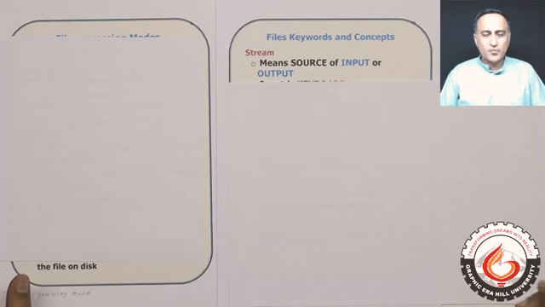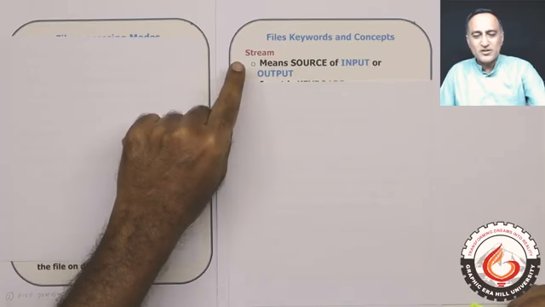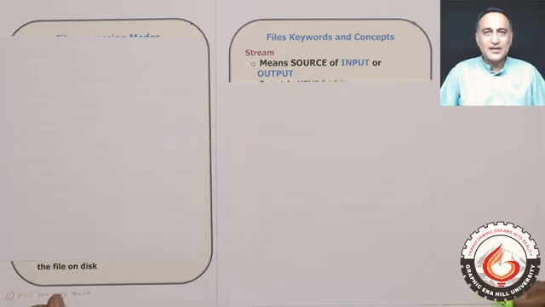Before I can show you how you can write programs using files in C, it is important to understand a few concepts and common keywords which come into picture when you're working on files. The first word you'll quite frequently see when you're looking at any prototypes of file functions like fopen, or fgets, fscanf, fprintf, is this word called stream.